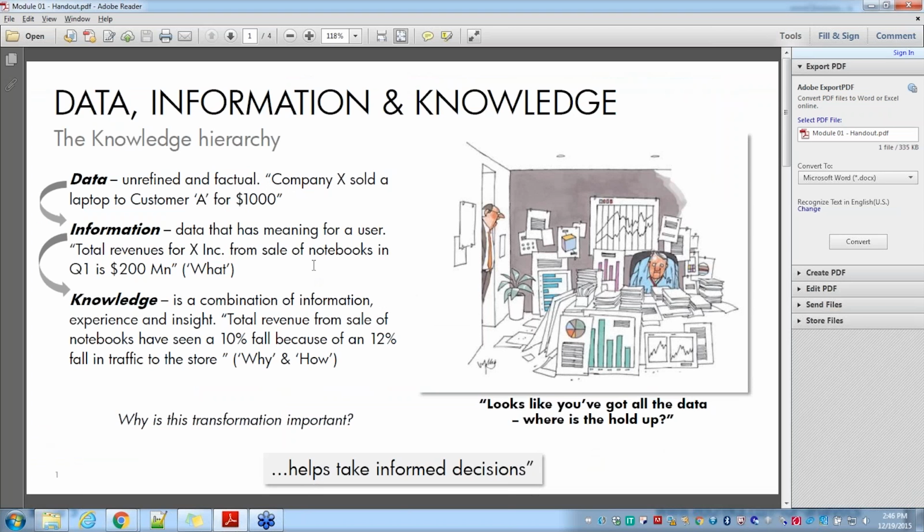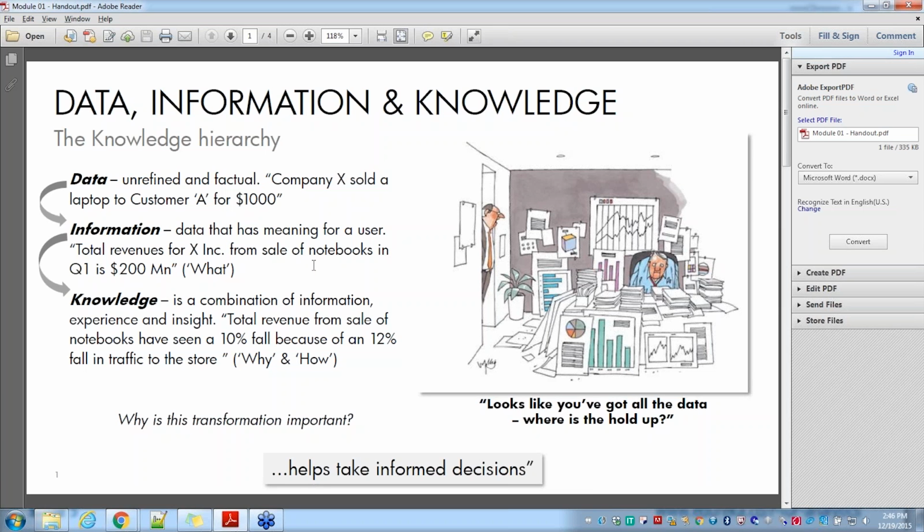I will begin with describing what is widely called the knowledge hierarchy. Here we will discuss concepts like data, information, and knowledge. When I say the word data, what it really suggests is that it is unrefined and factual. Think of it from this example: company X sold a laptop to a customer A for $1,000. This piece of information really doesn't mean much to us, correct? Because it's devoid of context, or it is not qualified. So it really doesn't have much value standalone.